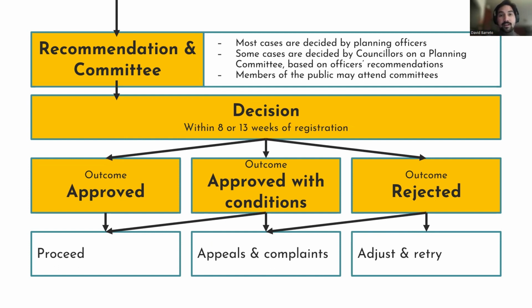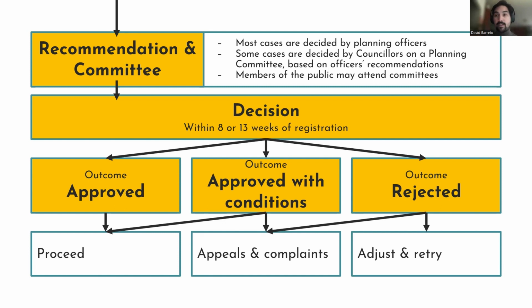In most cases are decided by planning officers. These are about 80–90% of cases under what we call delegated powers, which means that in order to keep the system simple, there is the assumption that planning officers have the professional experience and the expertise to make a decision. Some cases, however, can be called into the planning committee, which is a group of councillors who will then decide on whether or not to approve or reject a planning application.